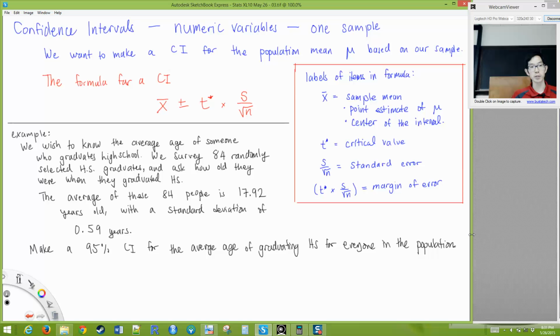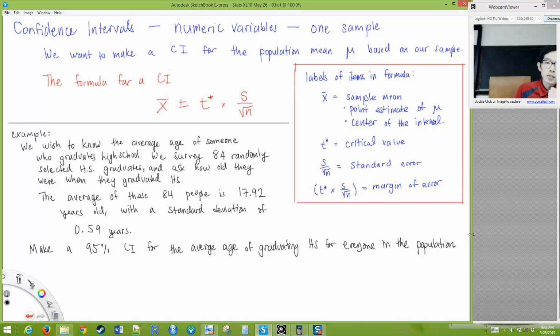Graduating high school for everyone in the population. Okay, so again, let me just read this out loud. It says, we wish to know the average age of someone who graduates high school. We survey 84 randomly selected high school graduates and ask how old they were when they graduated high school. The average age of these 84 people is 17.92 years old, with a standard deviation of, or I'm sorry, 0.59 years, 59 hundredths of a year. We want to make a 95% confidence interval for the average age of graduating high school for everyone in the population. Does that make sense?